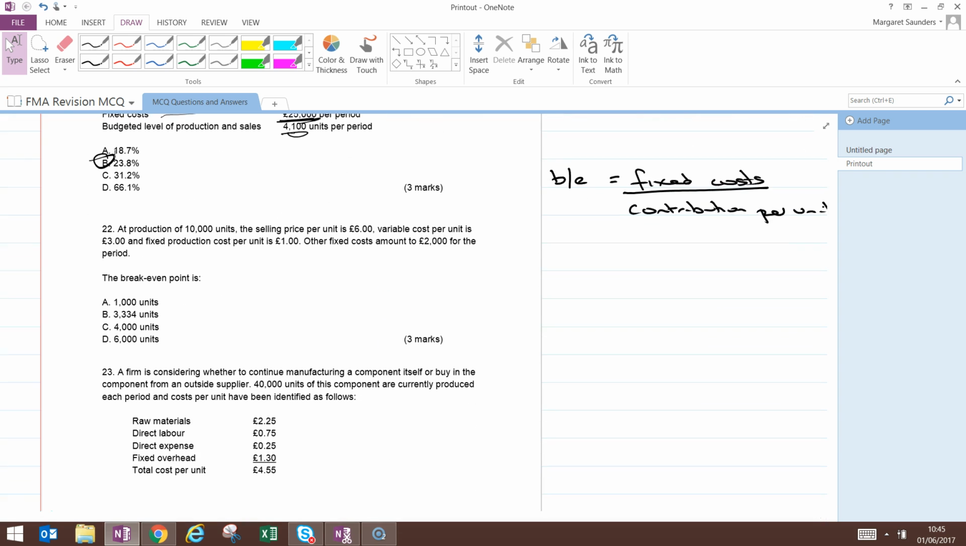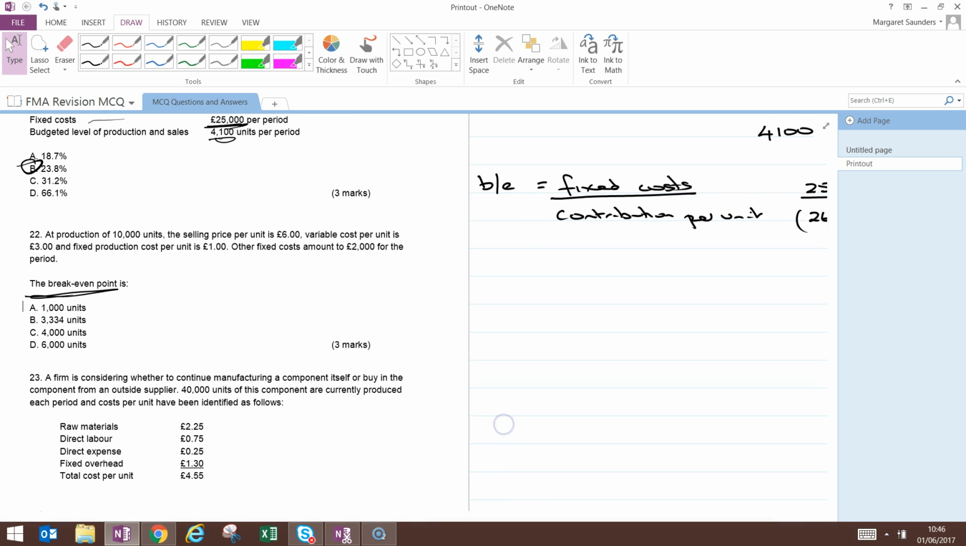So question 22, break-even point again. Okay, so here's our formula. Break-even is equal to fixed costs divided by the contribution per unit. So let's have a look at the question. Production of 10,000 units, selling price is £6, variable cost per unit is £3.